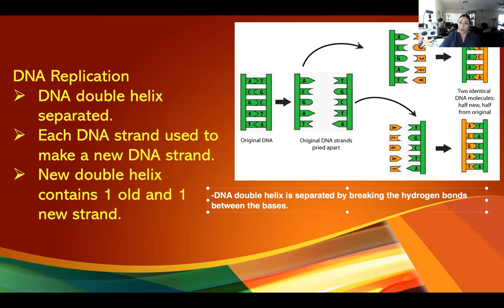Now, each DNA strand from the original double helix is used to make a new DNA strand. So those original strands are called the templates. The new strands are the daughter strands. So each new double helix contains one old strand, one new strand. If you look this up online, it will also be called a parent strand and daughter strand.